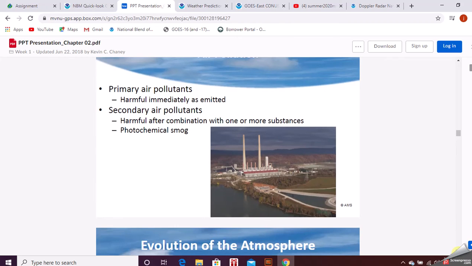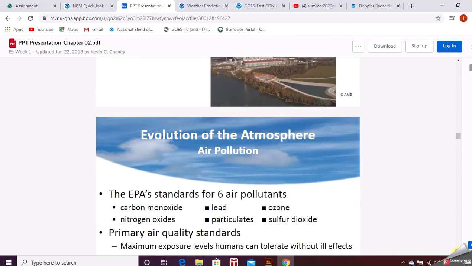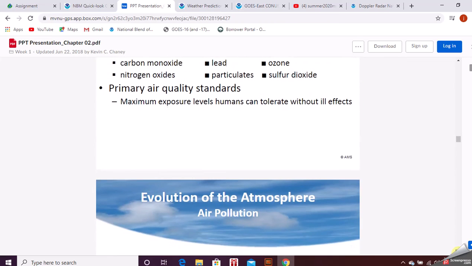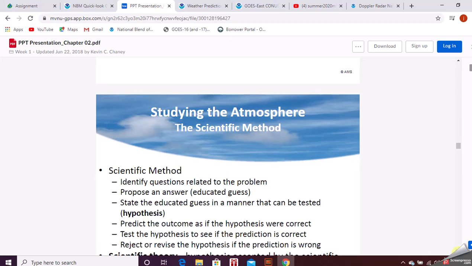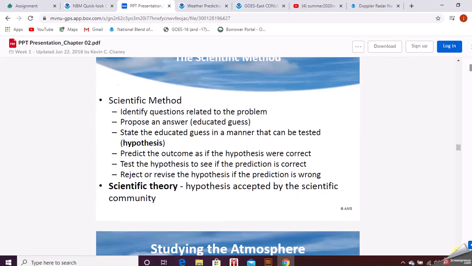And some of these pollutants are harmful. Sometimes there's accidents that happen, and they can cause problems. There are various standards the EPA has developed for air pollution to try to protect your health.